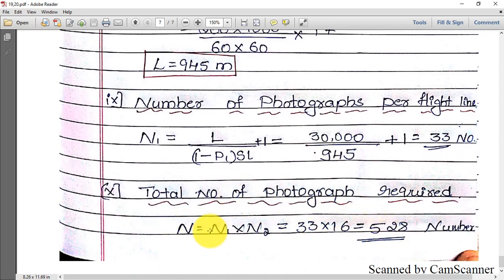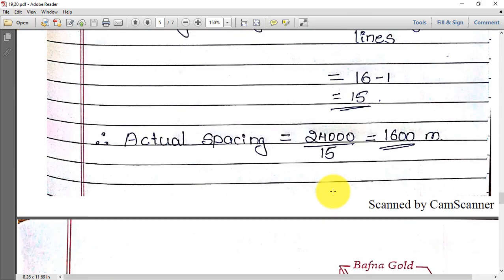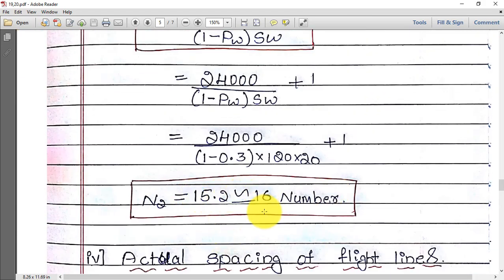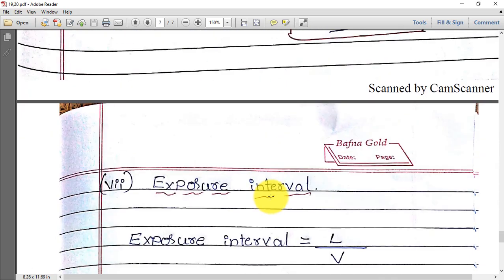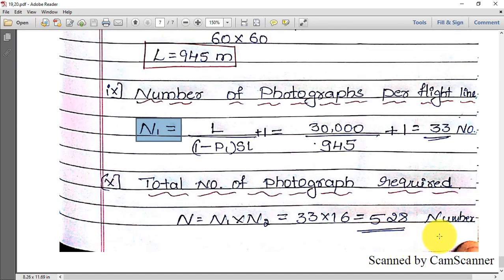Again, total number of photographs required will be equal to N is equal to N1 into N2. N1 you got here, N2 you got in the second question, correct? N2 is here, 16 number. Okay, so substitute, you will get N1 into N2 is equal to 528 numbers.